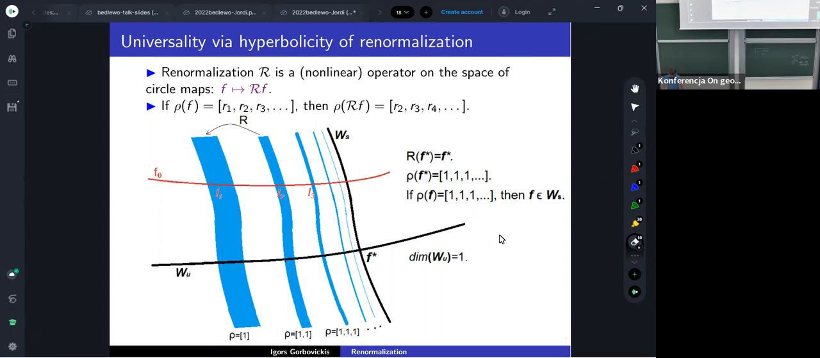Okay, so this is a motivational part of the talk. And there are various other kinds of universality phenomena corresponding to other rotation numbers. So in this talk, I will focus only on rotation numbers of bounded type.